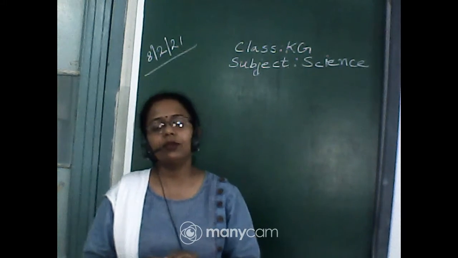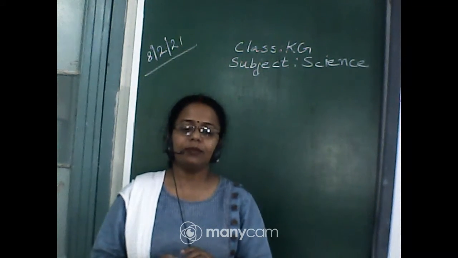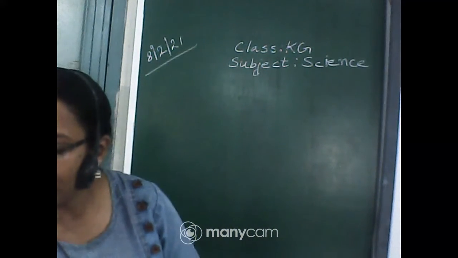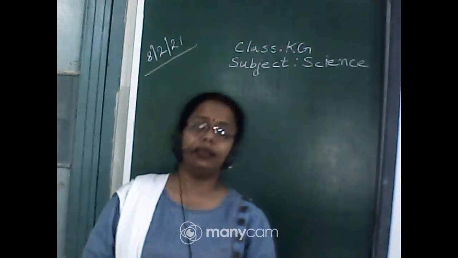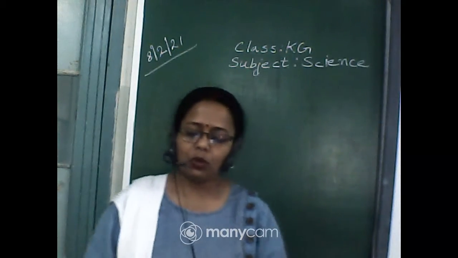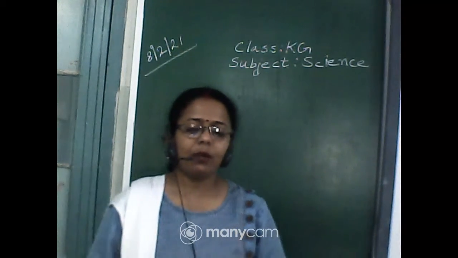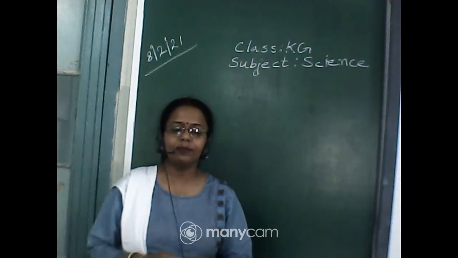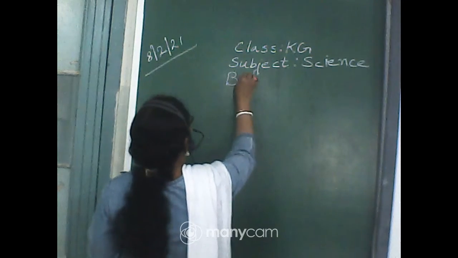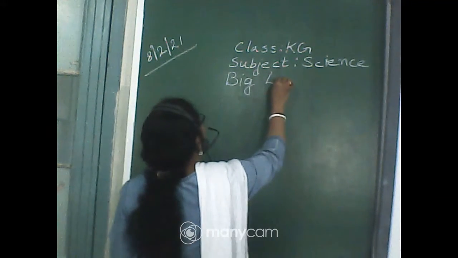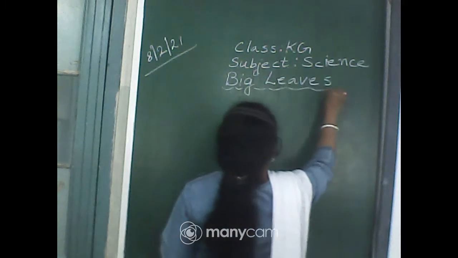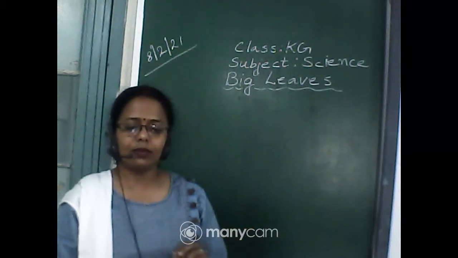So all of you take your copy and pencil, and today we are going to identify big leaves. We are going to draw them, color them and write the names of those leaves. Yes, so all of you ready with your pencil, copy and eraser? So the first one, let us write down the topic: big leaves. And this is from the chapter Our Plants. Okay, so today we are going to discuss that.